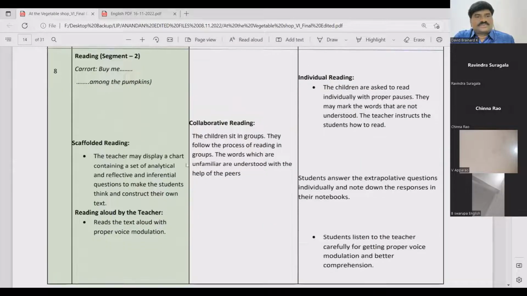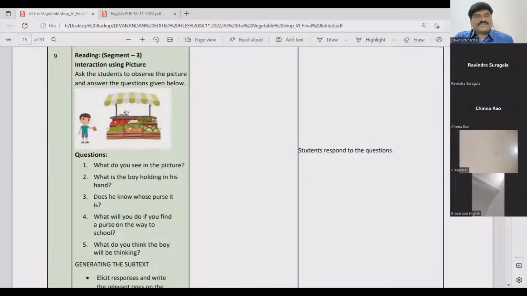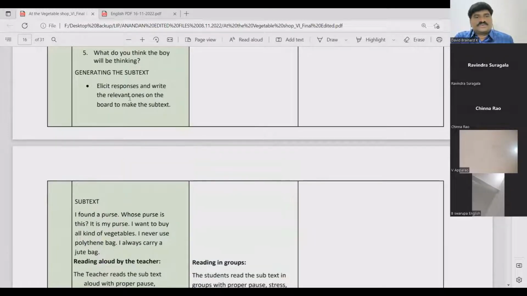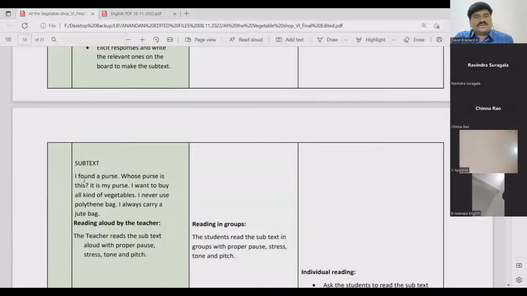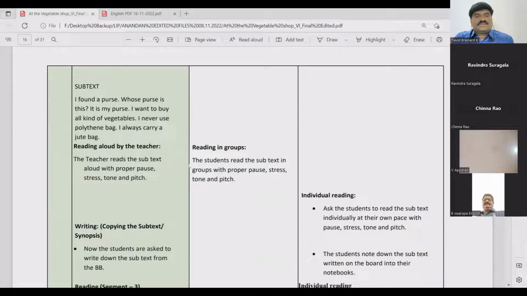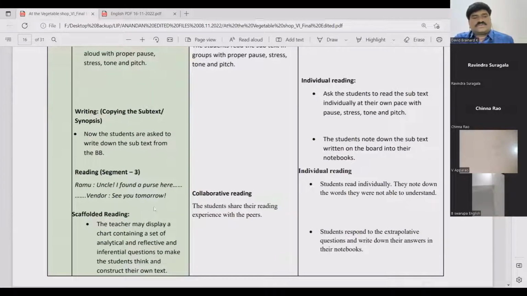So segment 2, again, same thing. It will have individual reading, collaborative, scaffolded, and so on. And segment 3, again, we have a picture here that is also taken from the textbook. We had some interaction with these questions. We tried generating subtext. Yes, there was subtext possible here. I found a purse. Whose purse is this? This is my purse. So this is based on the picture. After this, there is reading aloud by the teacher, and the students also read in groups. They read individually also, then they copy down the subtext. So this is the process that we need to remember.